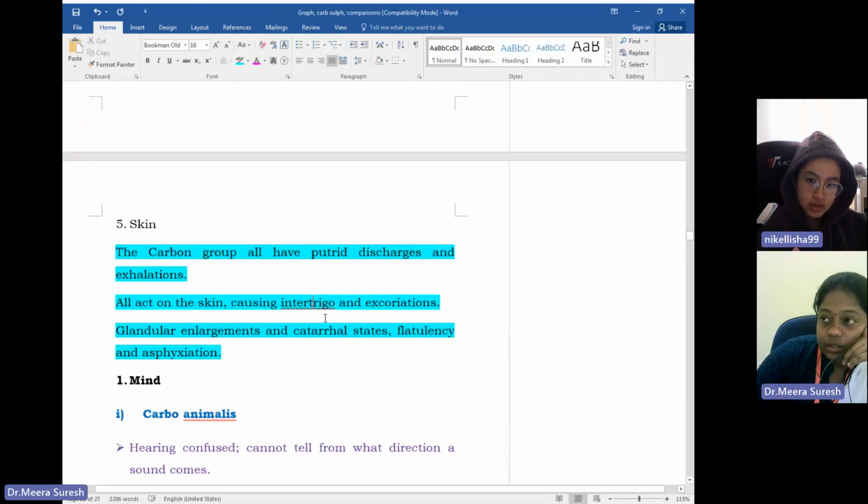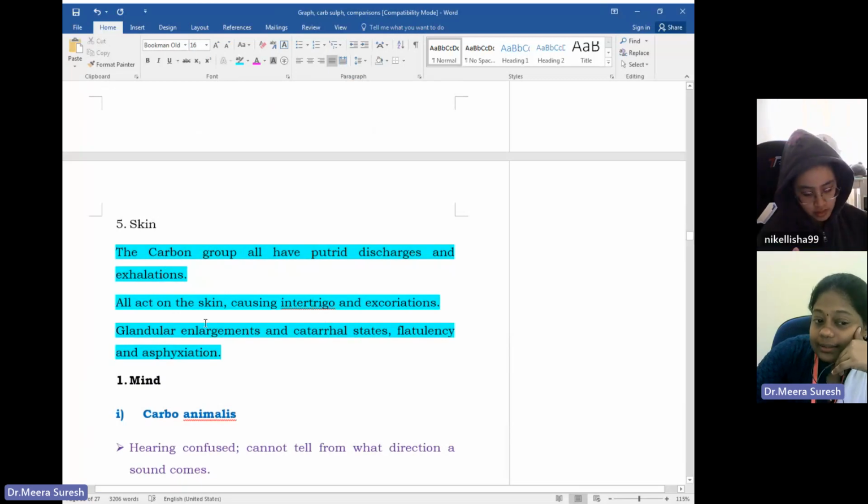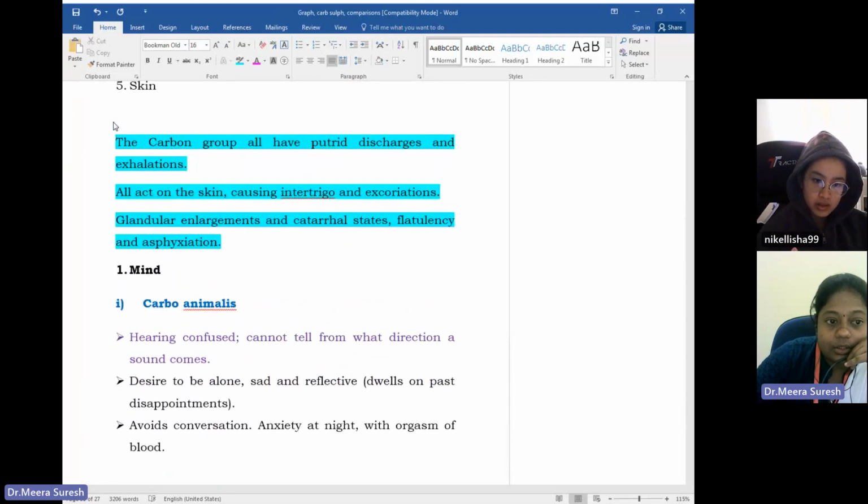Intertrigo means in the area where two skins are meeting, or two structures like a juncture, which means the elbow region, then the groin region, all those folds where two parts are meeting. Although in that intertrigo area there will be action on the skin, especially graphites. Then there can be glandular enlargement, and that is also due to the carbon element, which is having a catarrhal state, flatulency, and asphyxiation. So these are some common features.